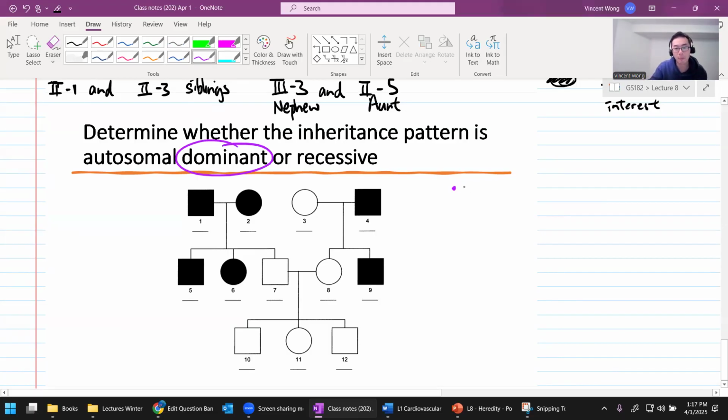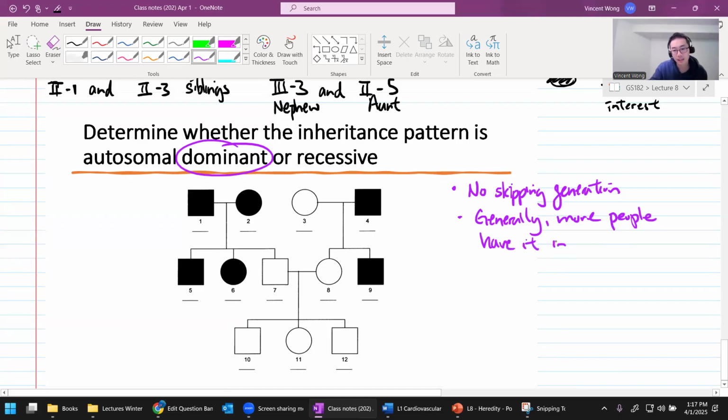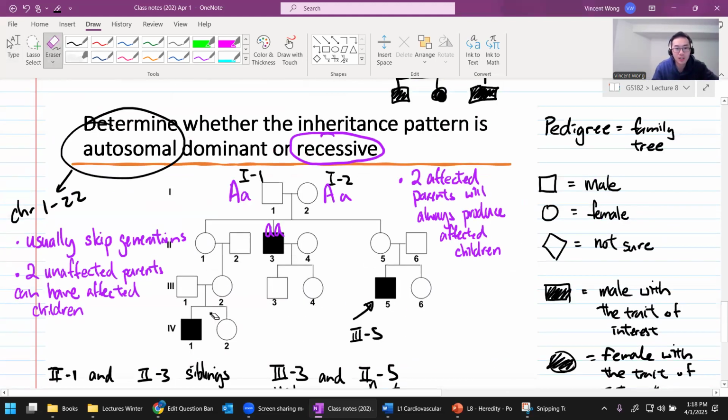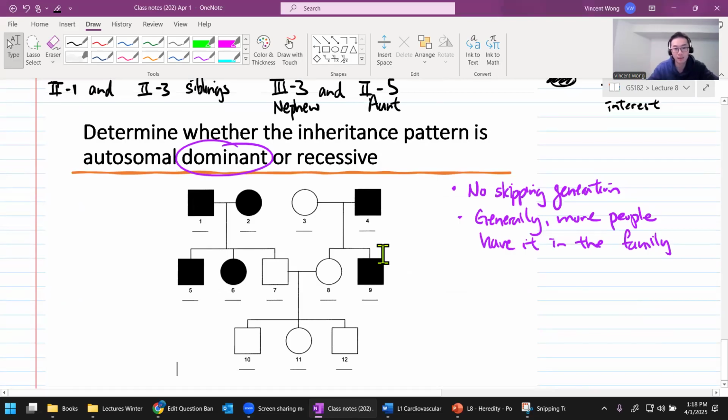So first of all, no skipping generation. Generally more people have it in the family. I know these people don't have it, but it certainly looks like more people in the family have it. You can count one, two, three, four, five, six, 6 out of 12 people. That's 50% of the people have it. Over here, it is three people out of, one, two, three, four, eight, 12, 16 people. It's 3 out of 16 people have it, versus 6 out of 12, right? So it's certainly a lot more people.